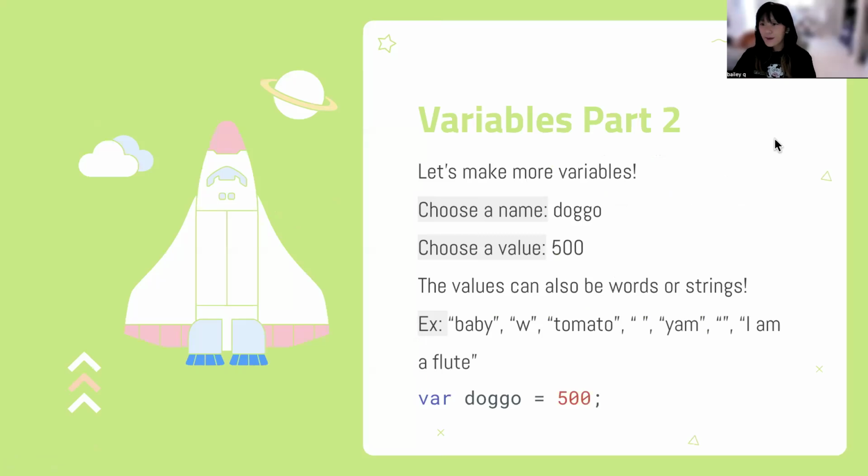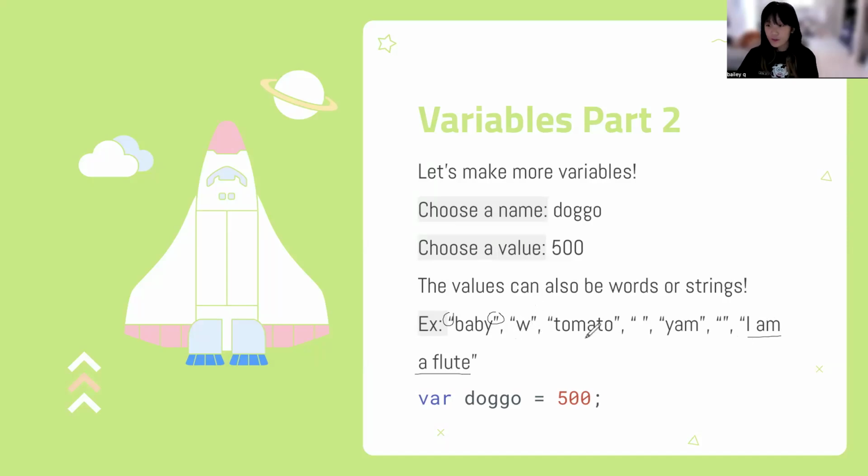Okay, and as a quick review for variables, we're going to just experiment with them. Let's make more variables. Choose a name, and here in the example, we have the name doggo, and we'll choose the value 500. Values can also be words, or strings. And really quickly, a string is a bunch of letters or a sentence, up to you, inside a pair of quotation marks. So right here, an example, we have the pair of quotation marks around a word, and it could also be a sentence. You see right here, I am a flute. And these are all considered strings.